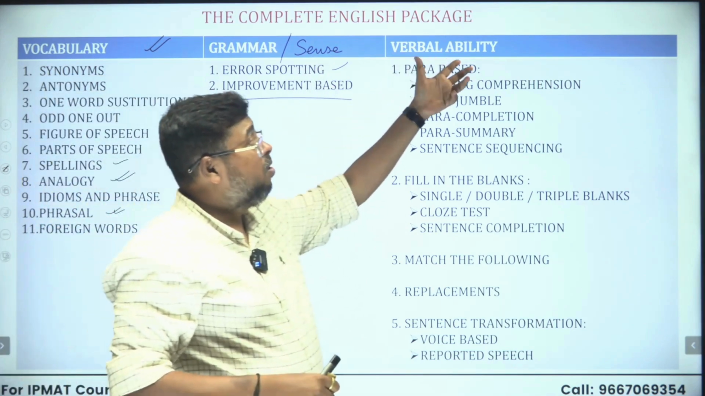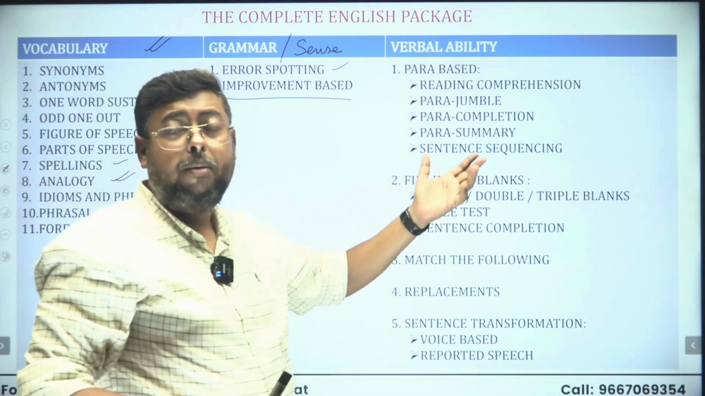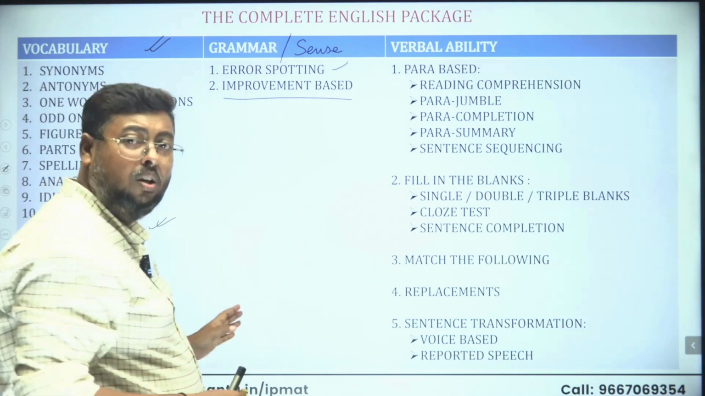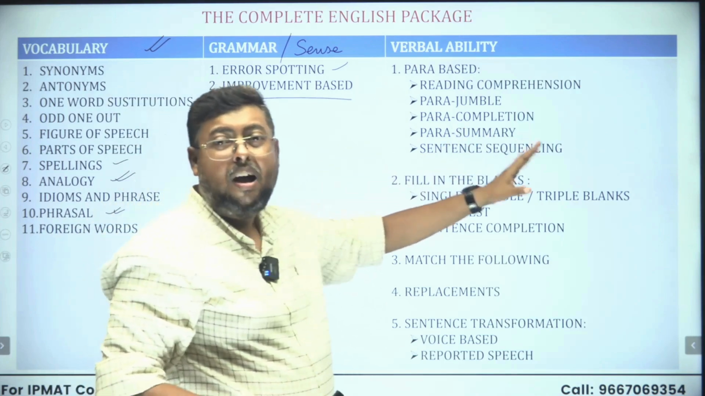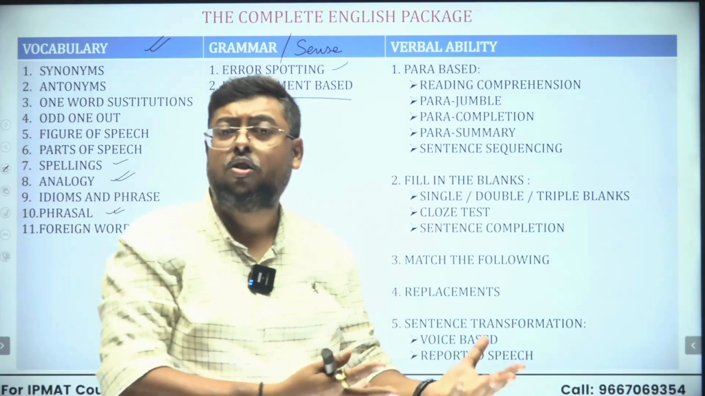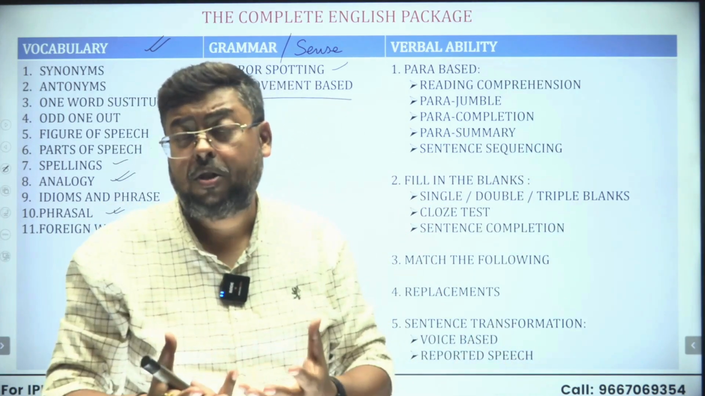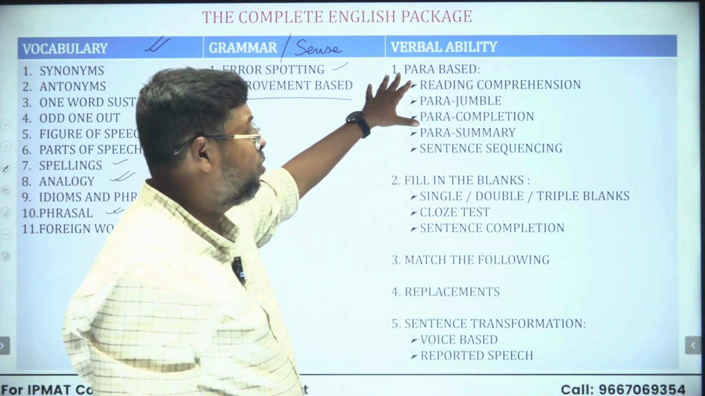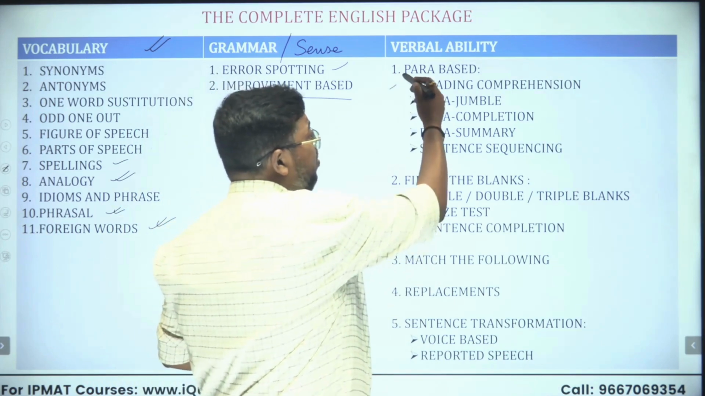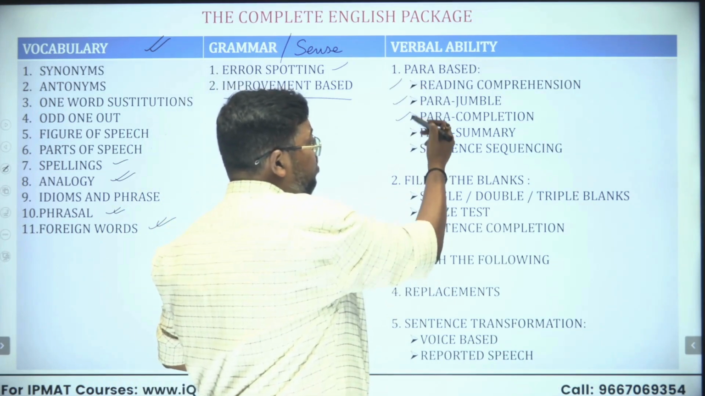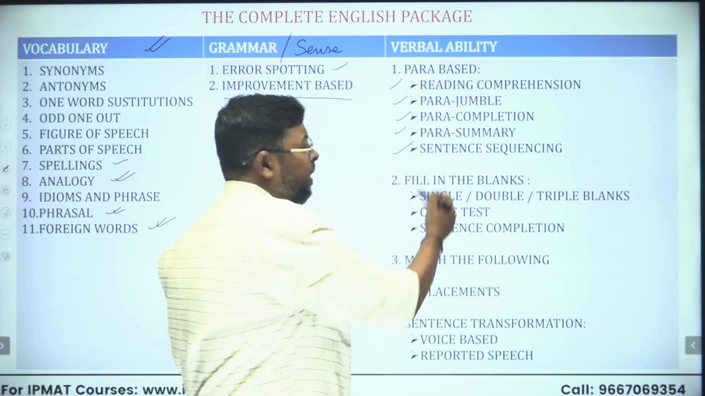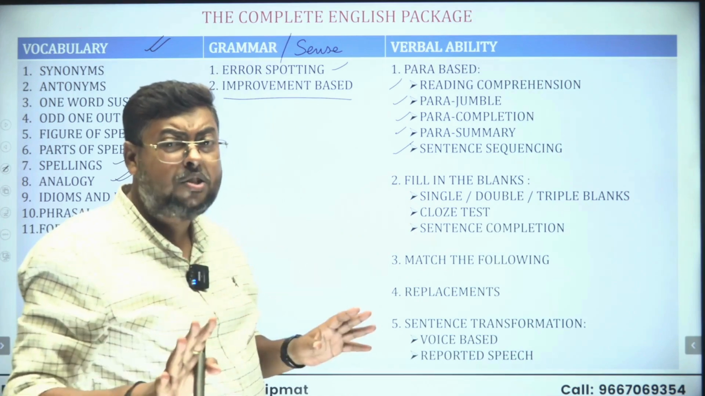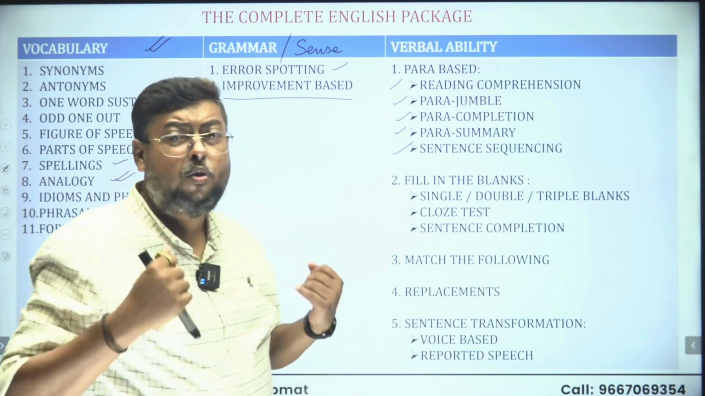Next part comes across, which I call verbal ability, because now that you have learned how to create a sentence, now you know about the words. How do I place them? How can I use words to make an interpretation, right? So that is why verbal ability is important, where we have got para-based questions, where we have reading comprehension, para-jumble, para-completion, para-summary, and sentence sequencing. Okay? Of course, you would get to know about all these questions. You just have to stay tuned with me.